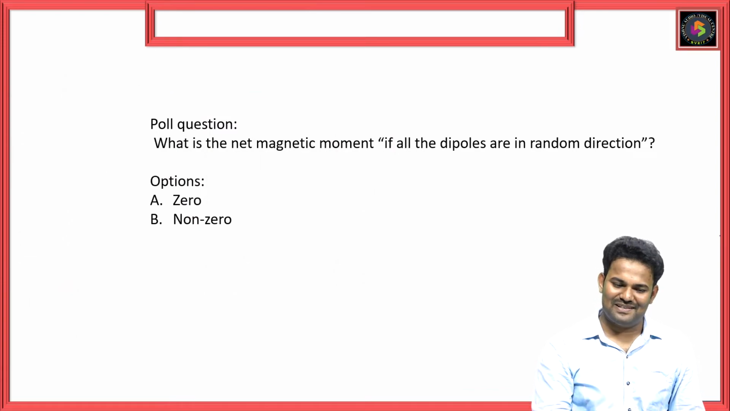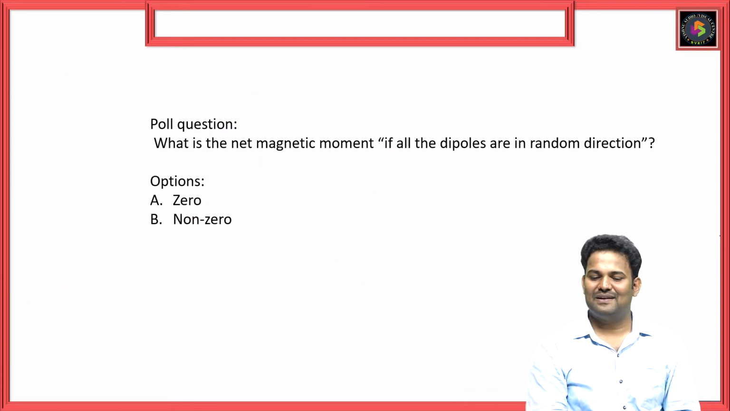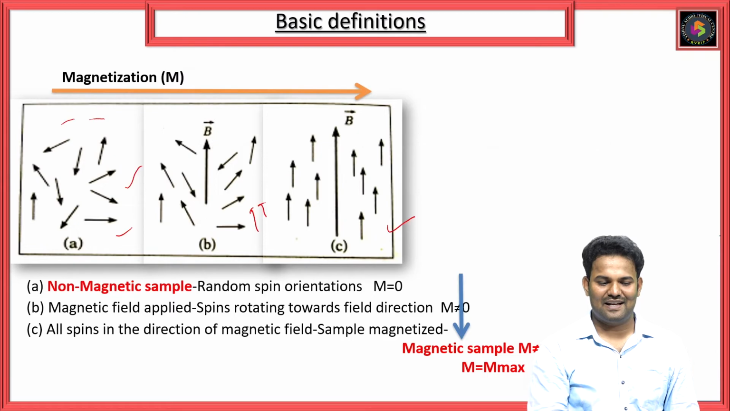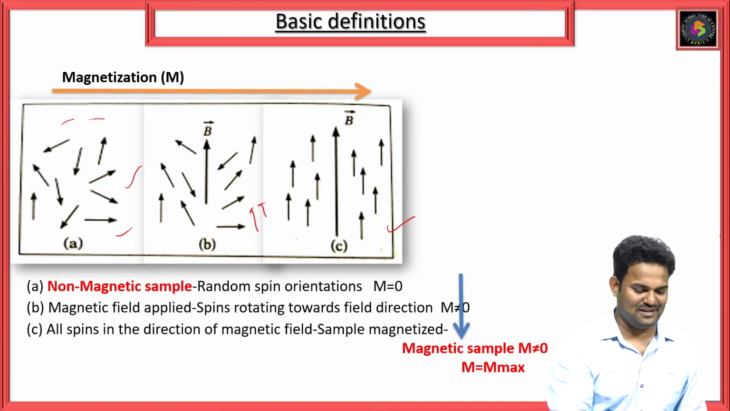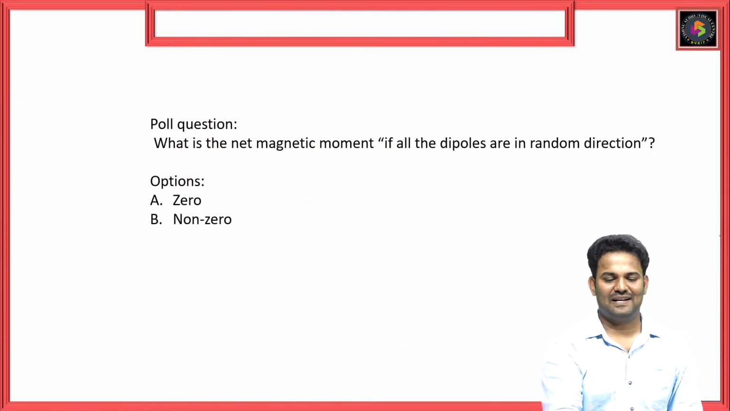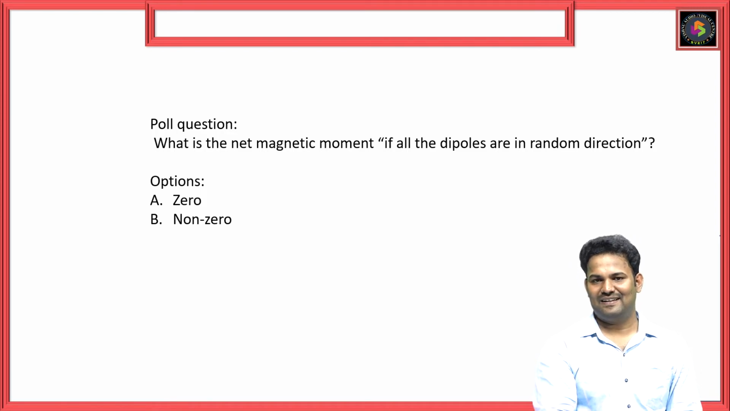It's a poll question. What is the net magnetic moment if all the dipoles are in random directions? As you already saw, with random directions the net magnetic moment is 0. So that's why option A is right.